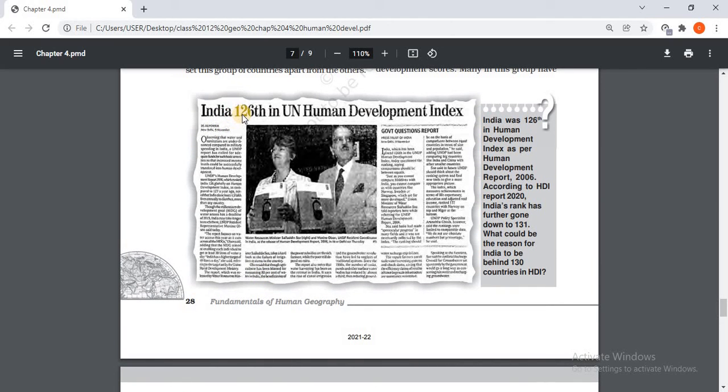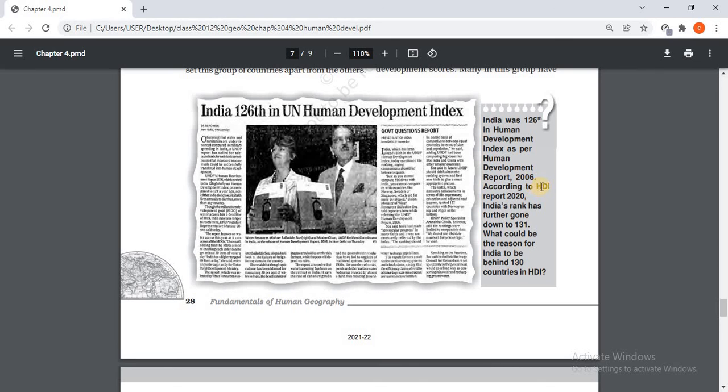Here they give India 126th in UN Human Development Index. India was 126th in Human Development Index as per Human Development Report in the year 2006.